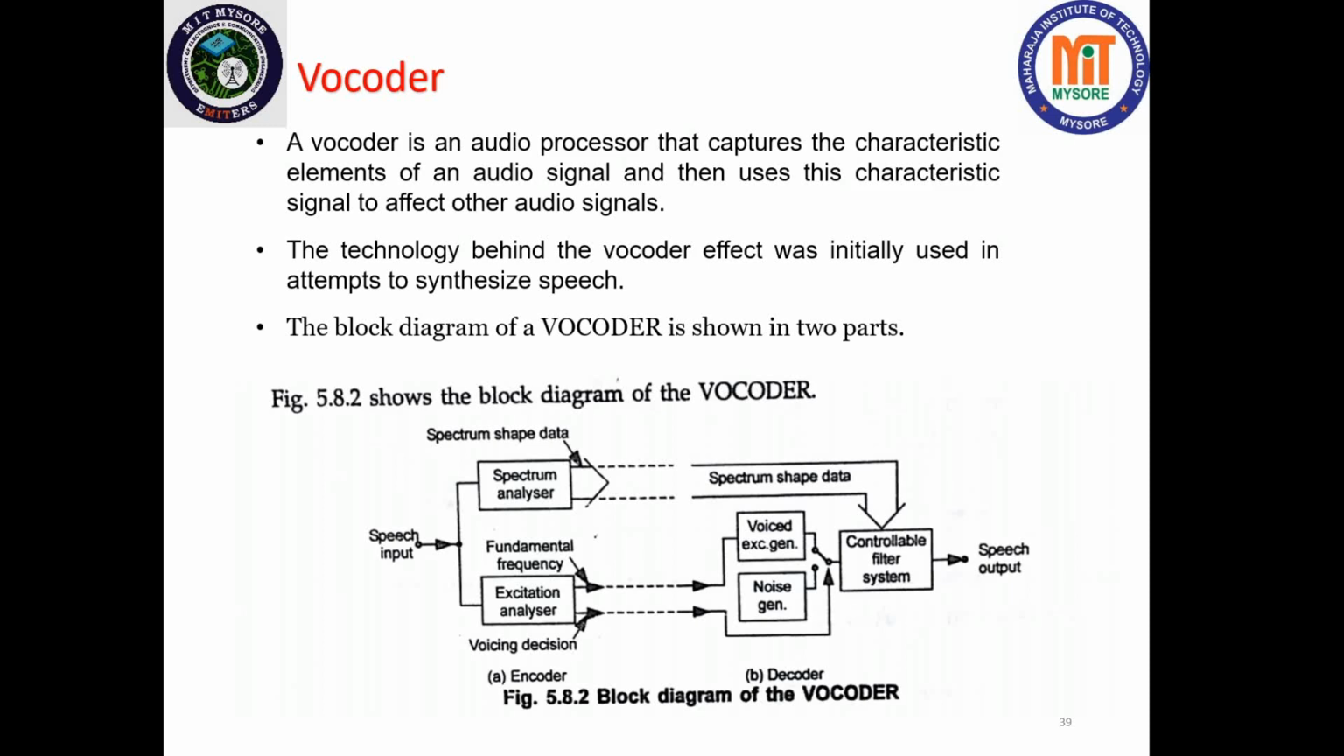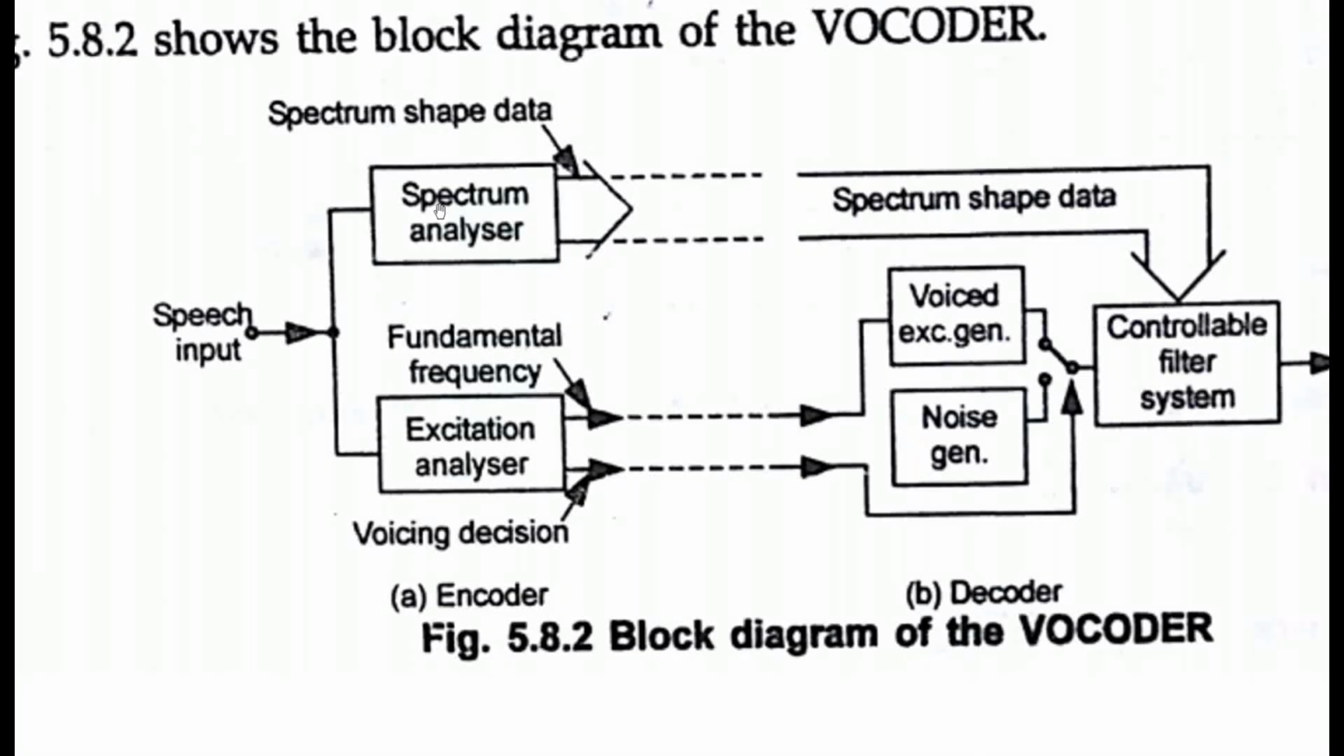Then coming to the block diagram, you can see the speech input is given to the spectrum analyzer and the excitation analyzer. These two blocks have their own functionality. The excitation analyzer generates two kinds of signals. It extracts the fundamental frequency from the speech signal, where different components of speech, that is vowels and consonants, have different fundamental frequencies. All those frequencies will be extracted in the excitation analyzer from the speech.